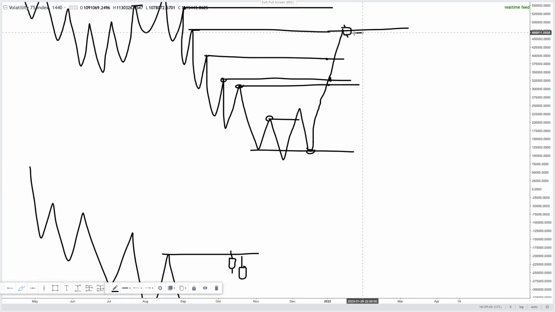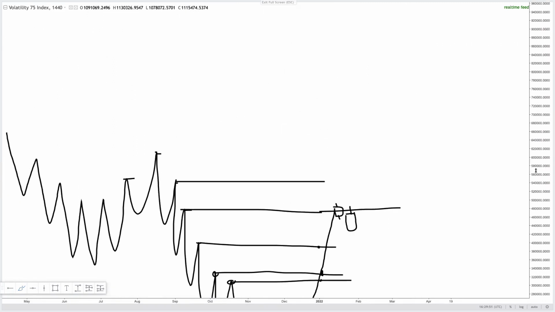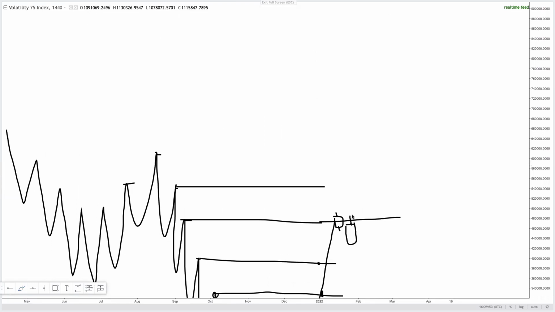So on this day, the candlestick will open. Then we are going to look at where price is going to retest this wick, this candle wick. So this candle wick is our target.